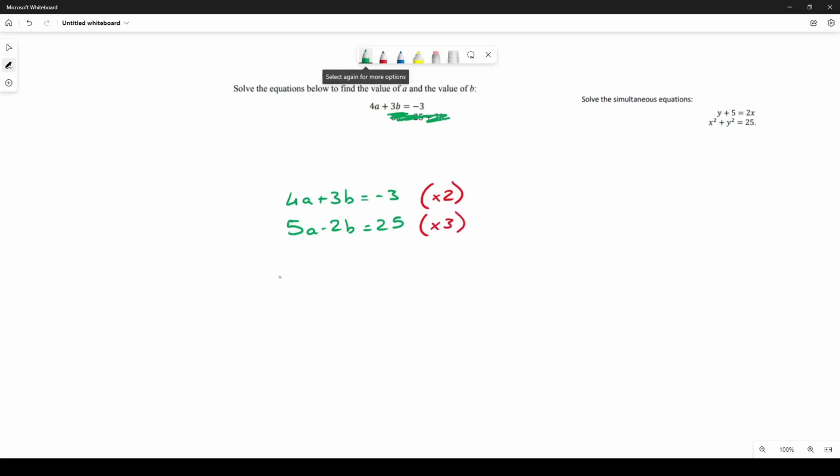So we're really going to rewrite these lines. Now you have to multiply the entirety of the line by the number, or else it just doesn't work. You've broken the maths, so we can't do it. So you get this, and then the same down here.